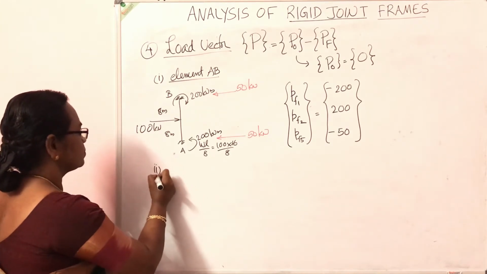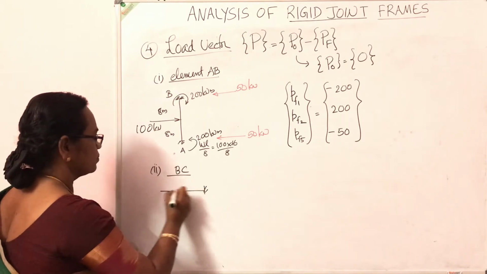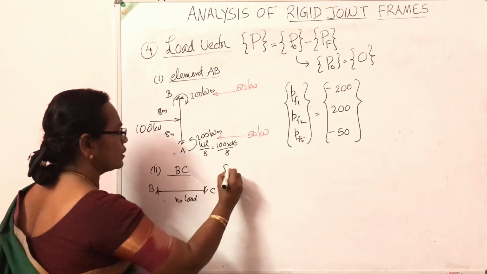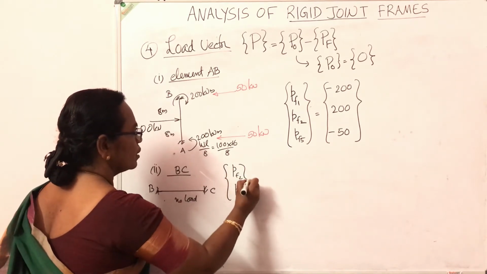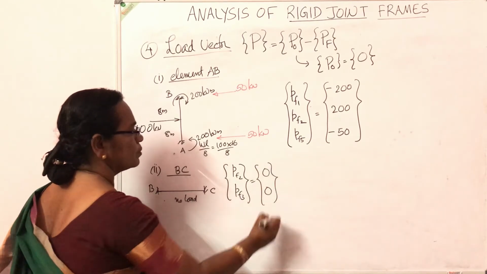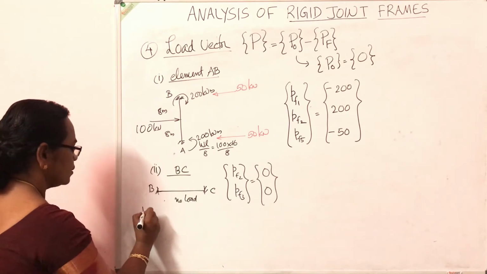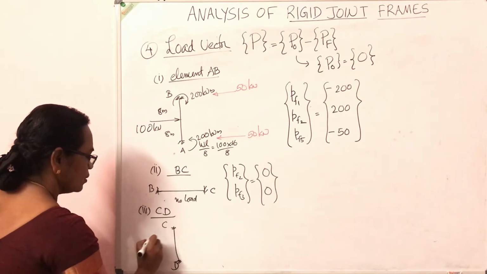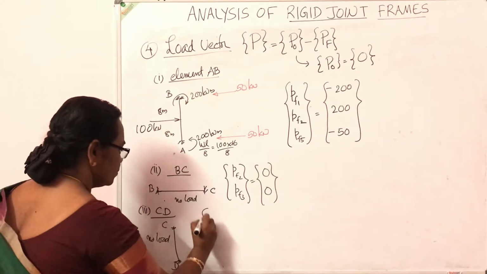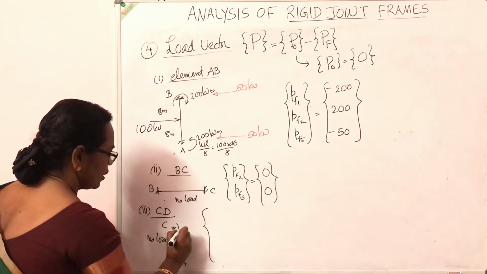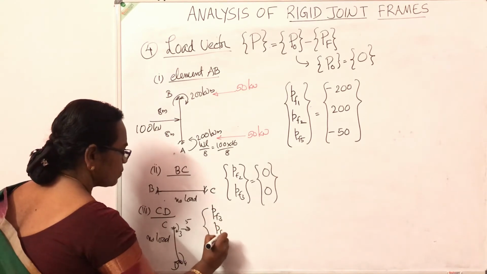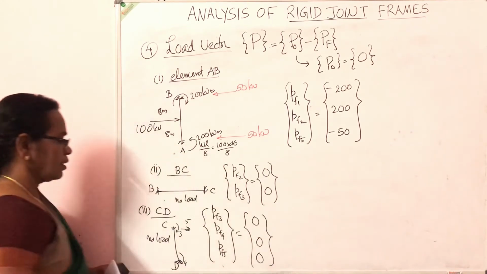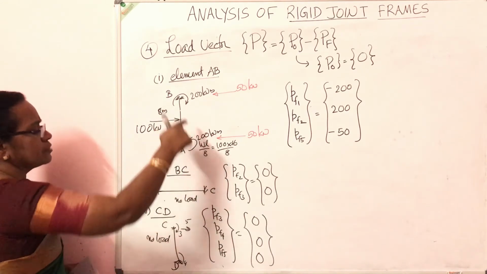Now coming to element BC. There is no load in this element in the question. So the coordinates were 2 and 3, and there are no fixed end moments because that span was not having any load. Similarly, for the third element CD, this vertical column, there is no load. The coordinates were 3, 4, and 5, and the fixed end moment vector is 0. Suppose in the question there was some load in the span, then we would have to arrive at it similar to the first case.